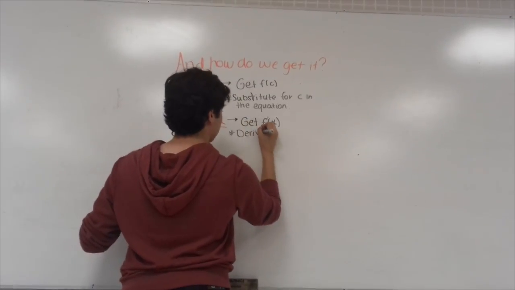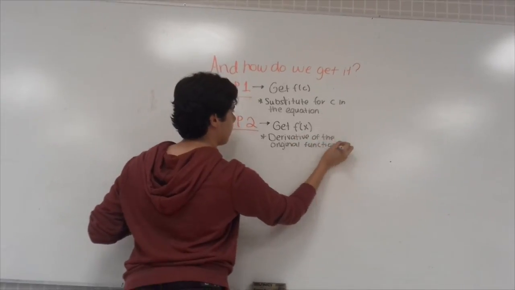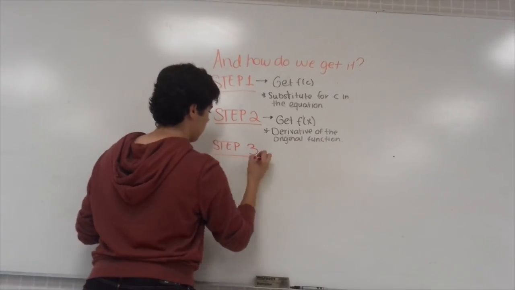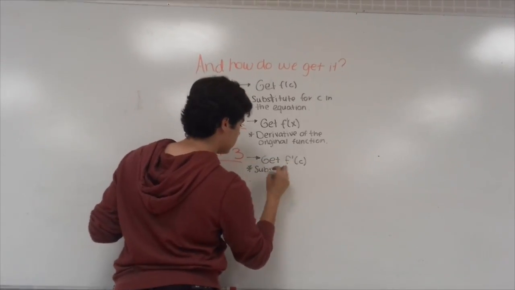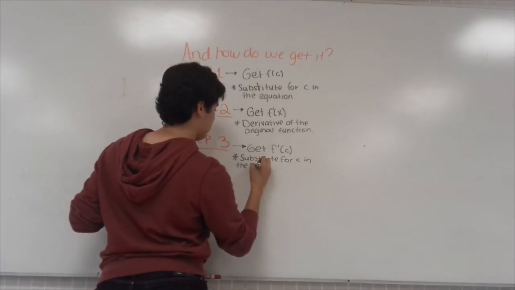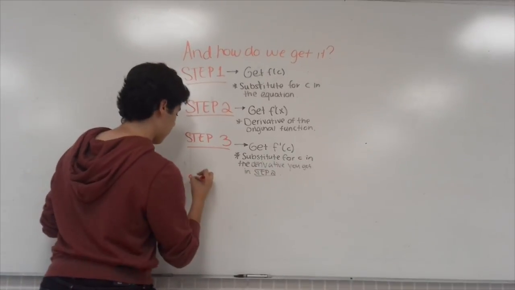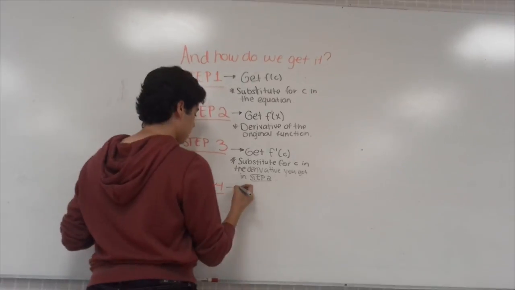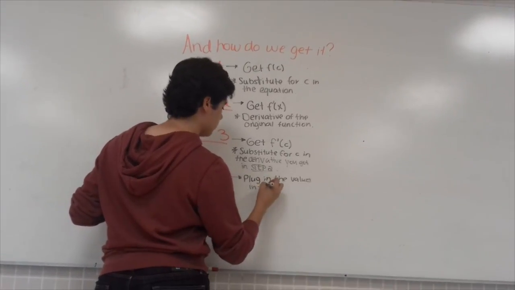Step 2. Get the derivative of the function. Step 3. Get f prime of c, using the result you got in step 2. You should substitute for c in the derivative of the function. Step 4. Now that you have all the needed values, it's time to use them in the point-slope form. Y will be f of c, m will be f prime of c, and x will be c.